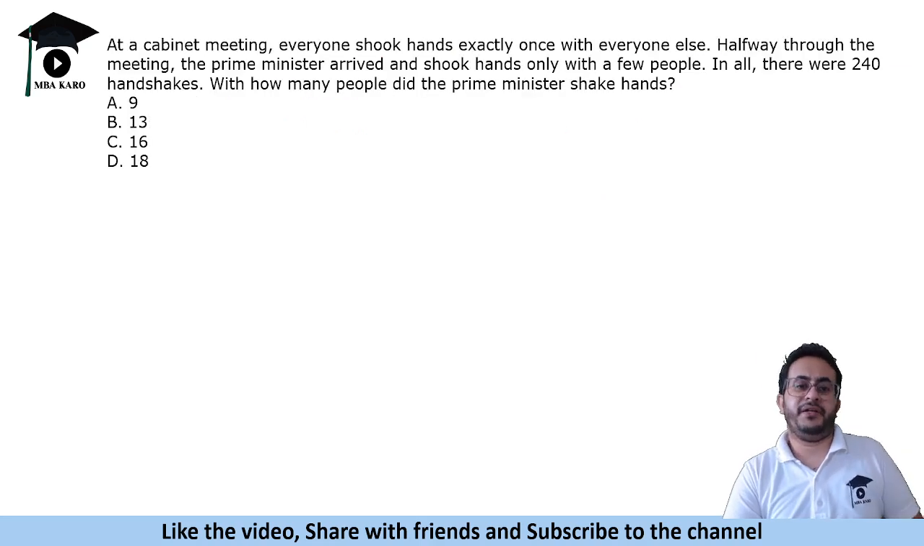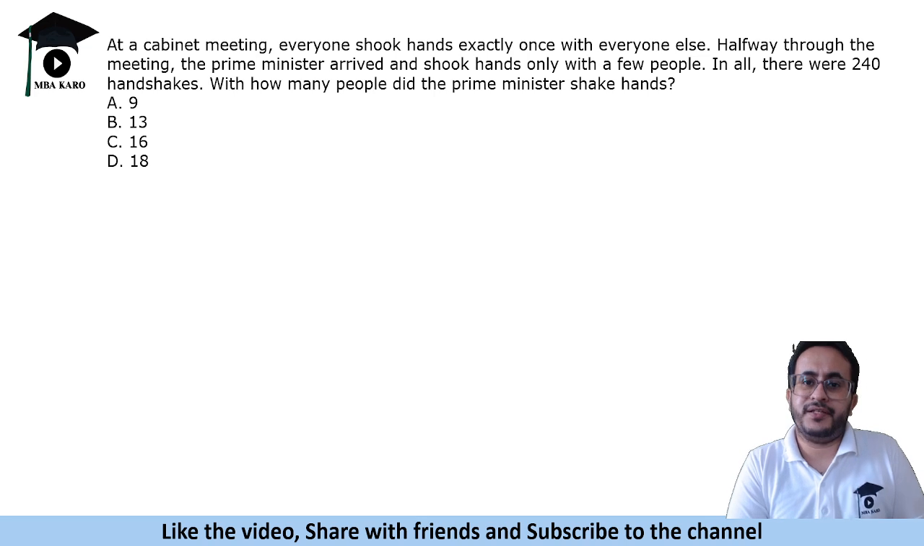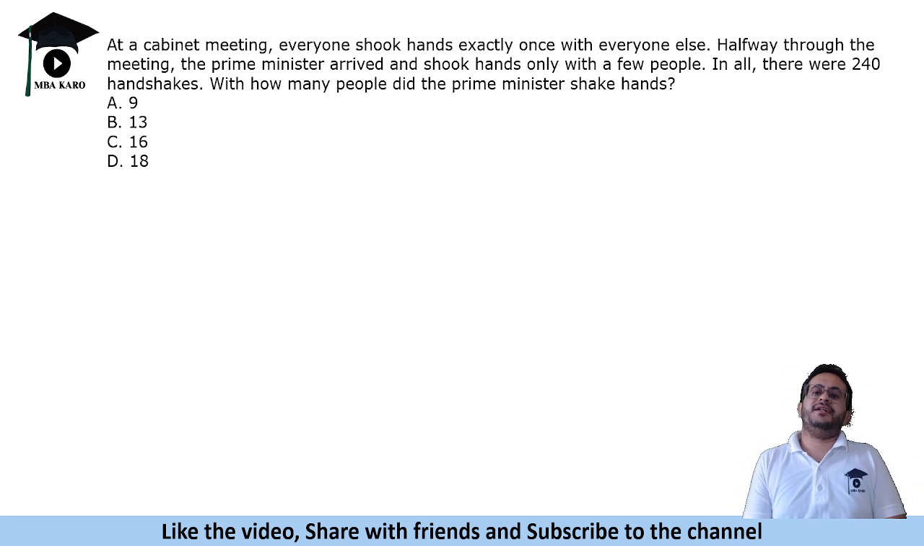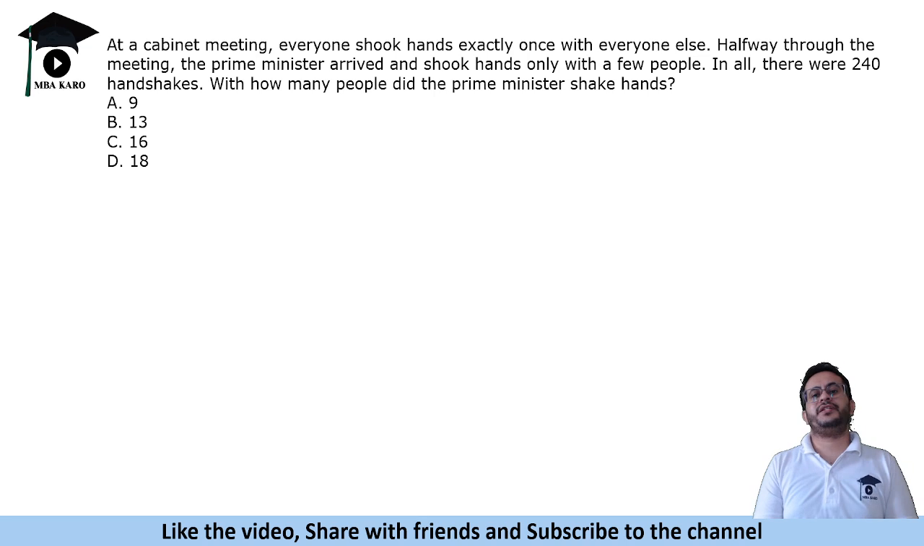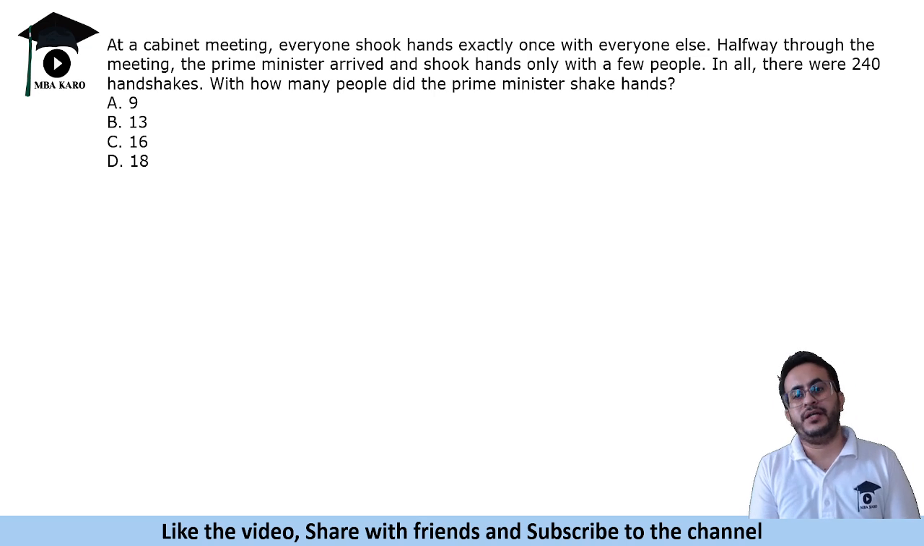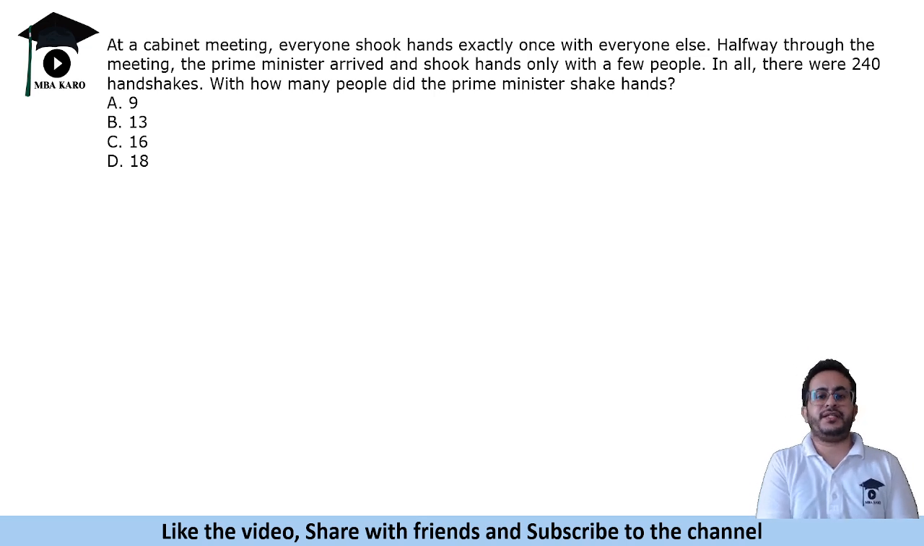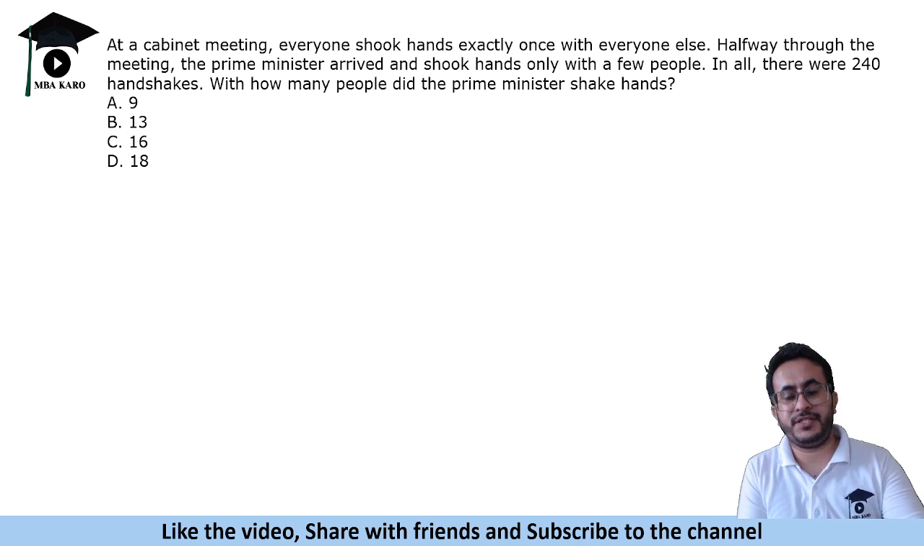At a cabinet meeting, everyone shook hands once with everyone else. Halfway through the meeting, the Prime Minister arrived and shook hands only with a few people. In all, there were 240 handshakes. With how many people did the Prime Minister shake hands? Okay, so now this is a problem of handshakes.